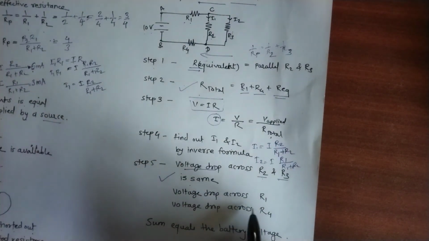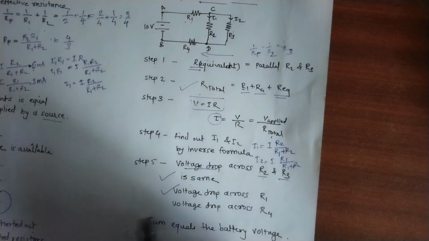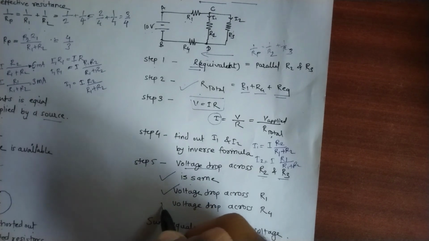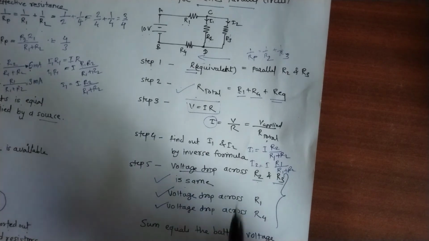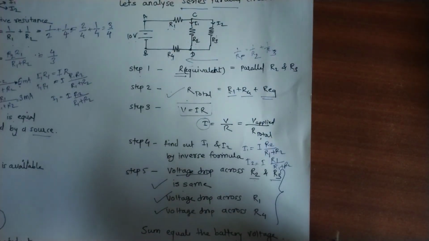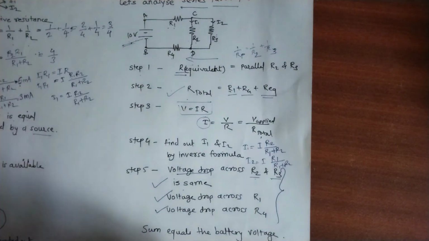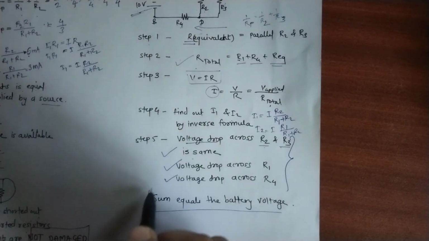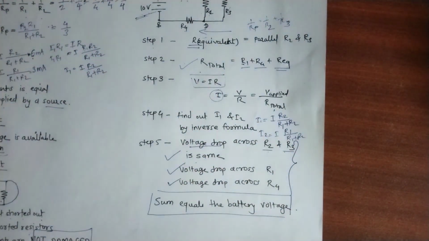Okay, next, the voltage drop across R1 can be easily found by Ohm's law. Then we will find it for R4, and we will take a summation of all these three, and we get a final value which is equal to the applied voltage. So the sum equals the battery voltage. So this is all about the voltage and current divider circuit. Thank you.